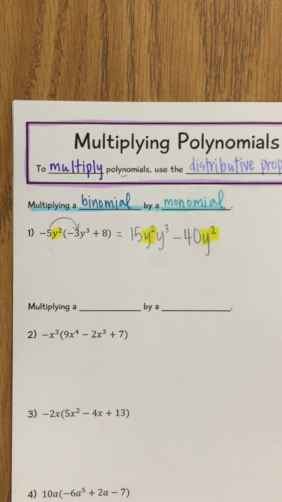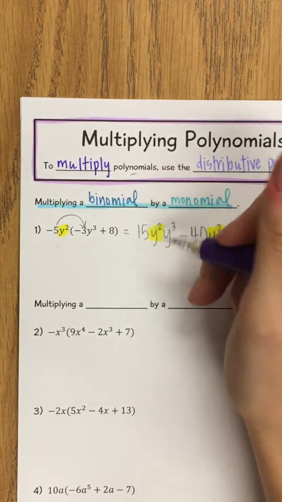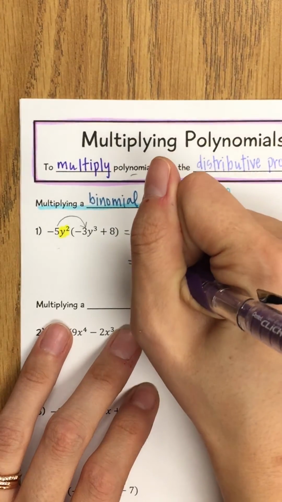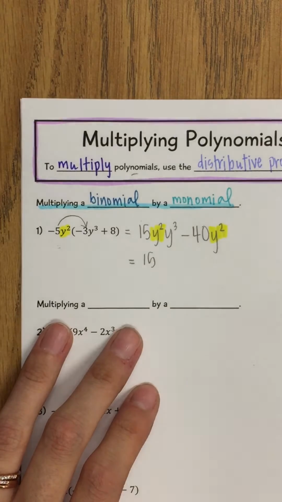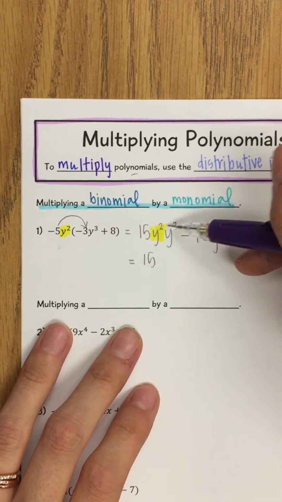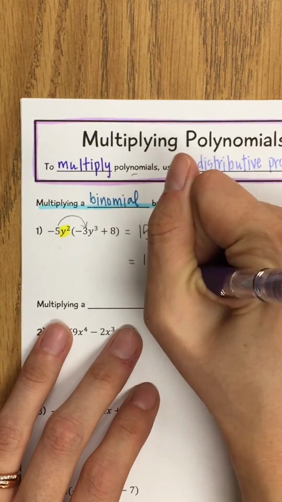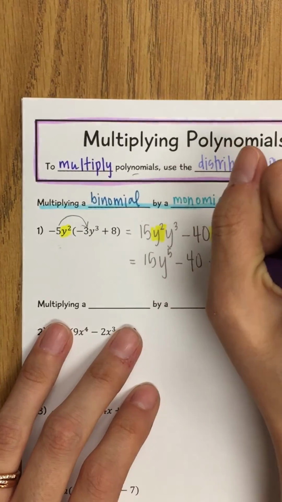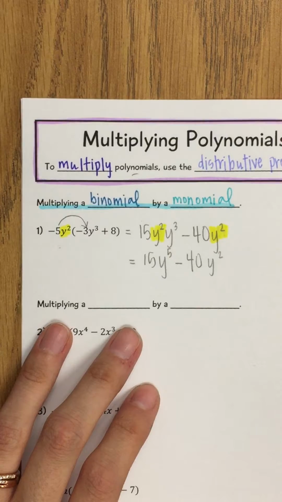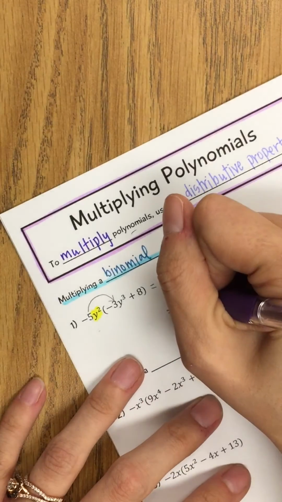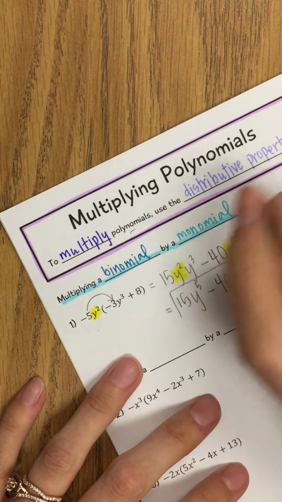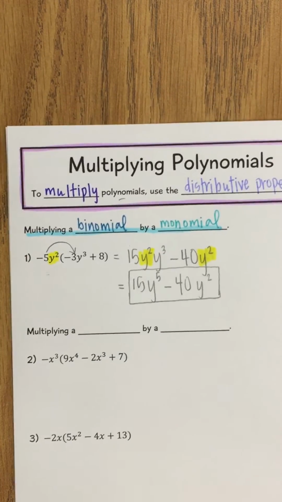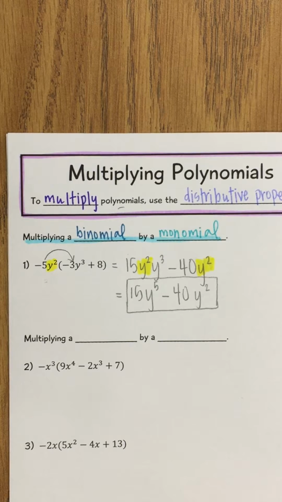So now we just simplify down the expression. Here I say, well, this is going to simplify to 15. You just count up how many y's you have. You have 2 here and 3 here, so 15y to the 5th minus 40y squared. That's your final answer. Notice that I did really good this time to do equal signs, so I'm just going to box that guy up.